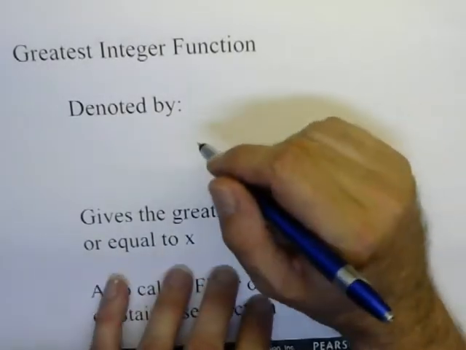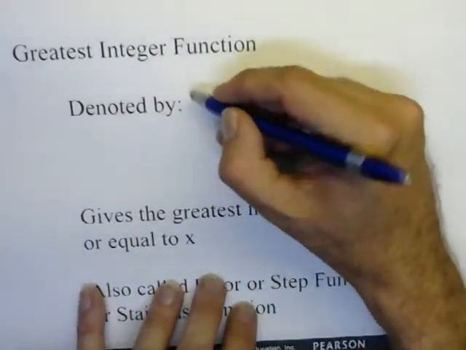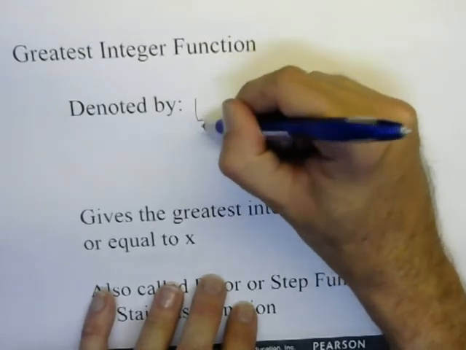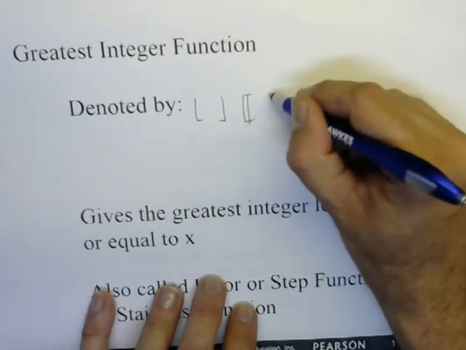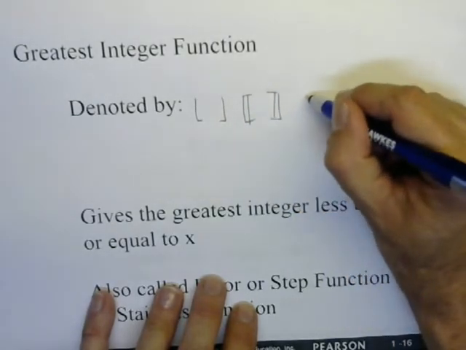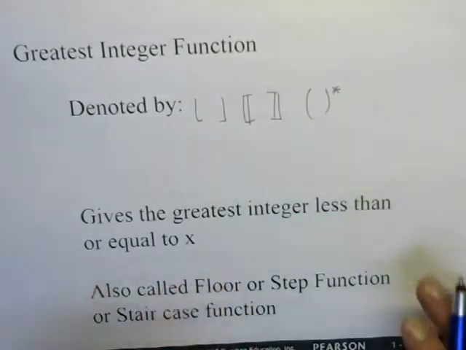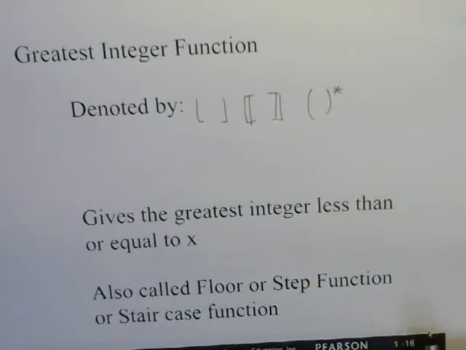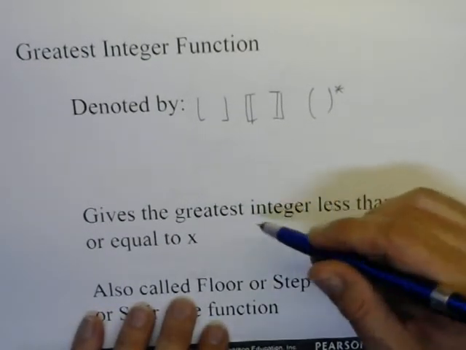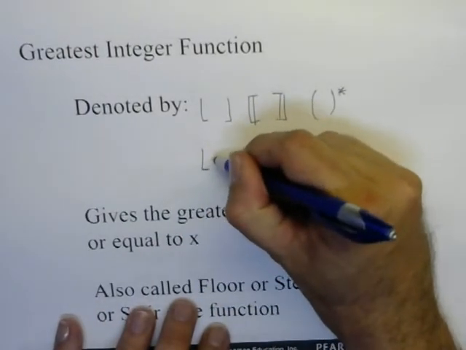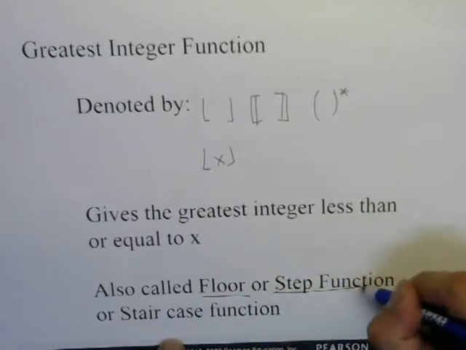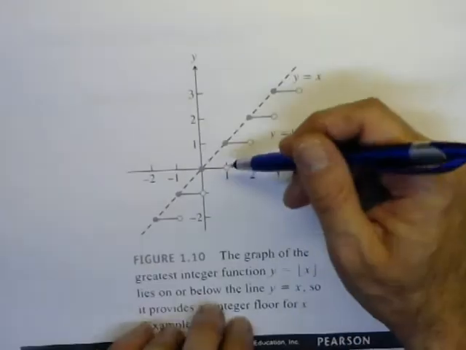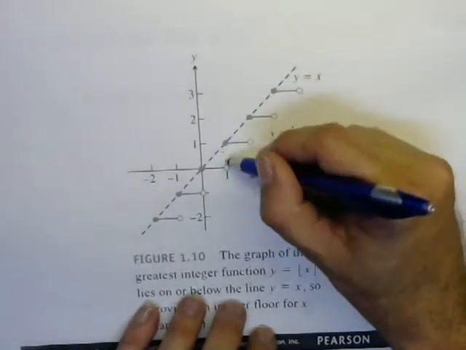Now another function that we want to deal with is something called the greatest integer function, and this has different notations. It's sometimes denoted by that. I think in your book they use this notation, or I've maybe seen this notation also. But the greatest integer function will give you the greatest integer that is less than or equal to the number inside the symbols, right? And this is sometimes called the floor or step function or staircase function. You'll see why in just a minute. Basically because if you graph it, it looks like a staircase.